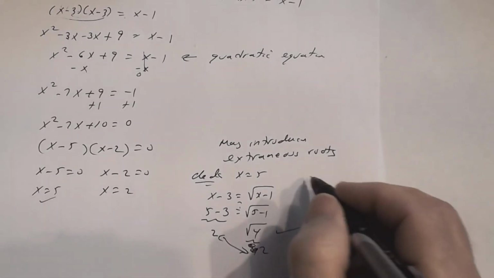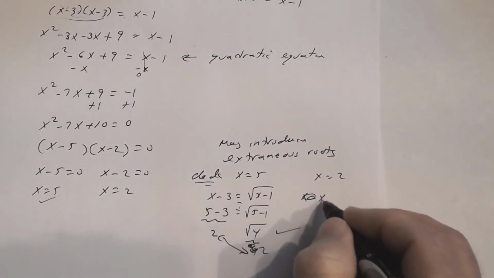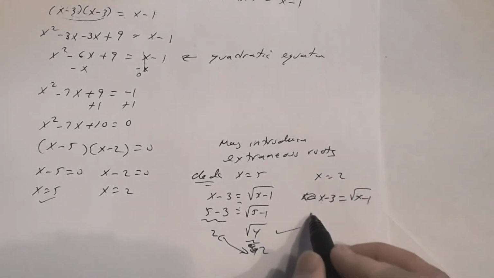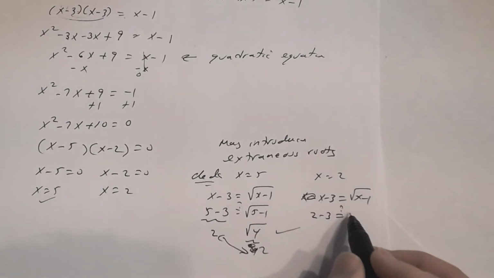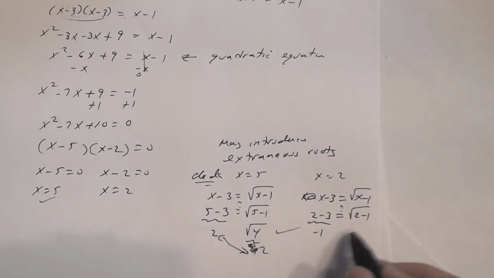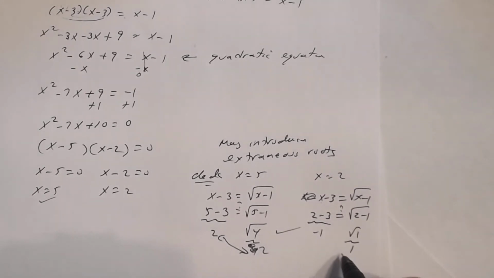Okay, and let's check 2. So x equals 2. Same thing, the original problem, x minus 3 equals the square root of x minus 1. So I get 2 minus 3, and I want to see if that equals the square root of 2 minus 1. Well, 2 minus 3 is negative 1. The square root of 2 minus 1 is the square root of 1, which is 1, and that is not true. So x equals 2 is extraneous.